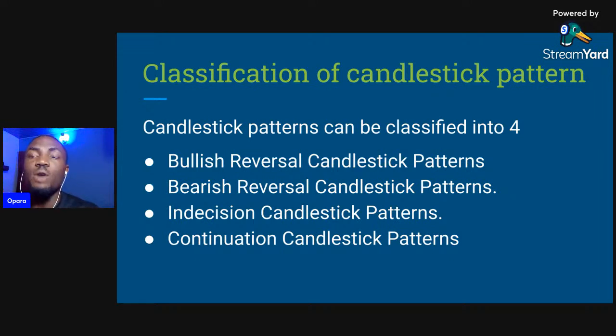Okay, so let's progress to the classification of candlestick patterns. We have 4 classifications of candlestick patterns. Number 1, the bullish reversal candlestick patterns. We have the bearish reversal candlestick patterns. We have the indecision candlestick patterns, and we have the continuation candlestick patterns. I'm going to be explaining each of them as we progress.